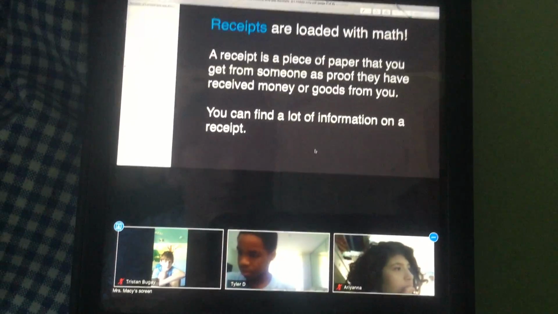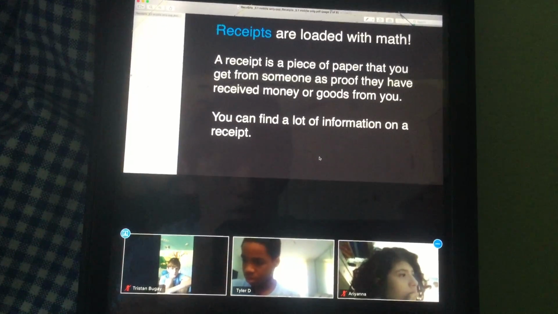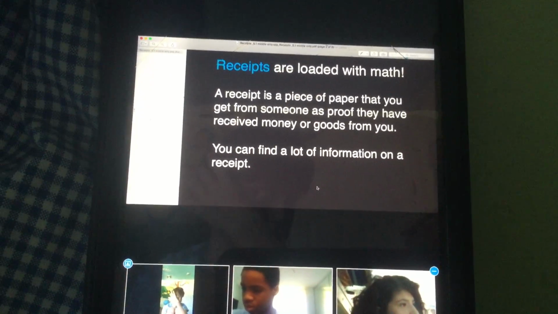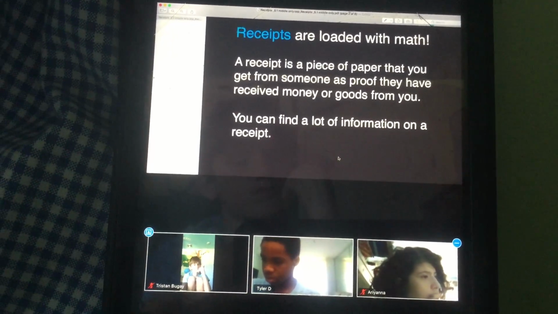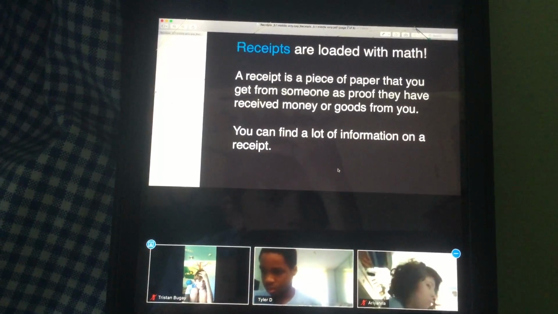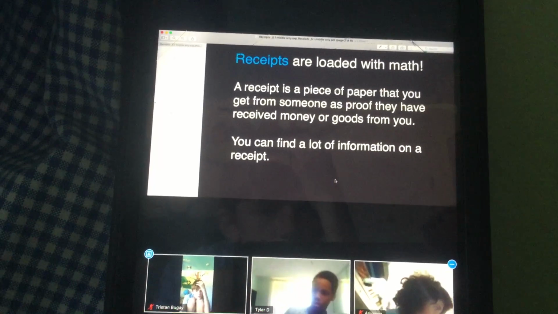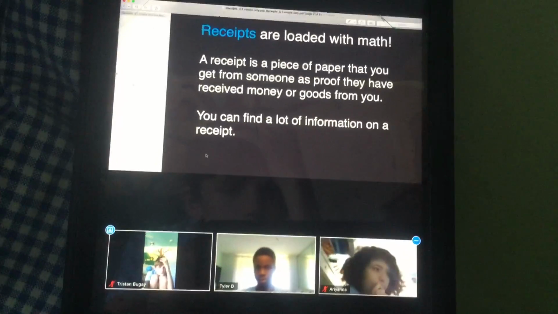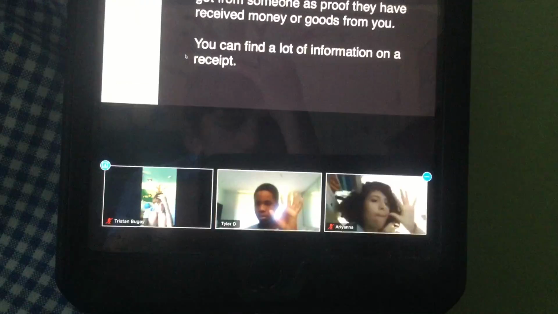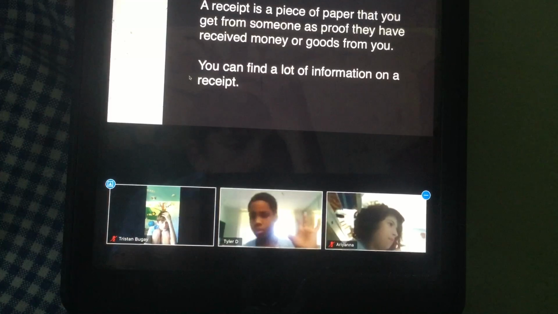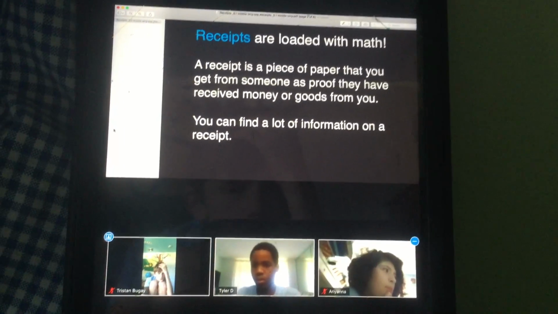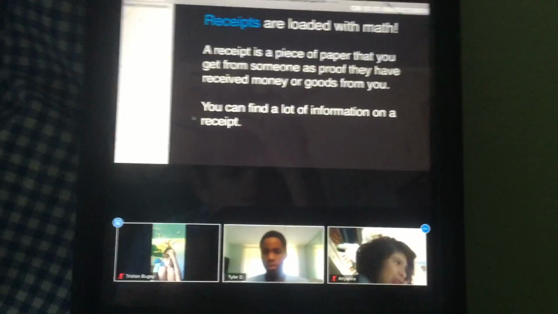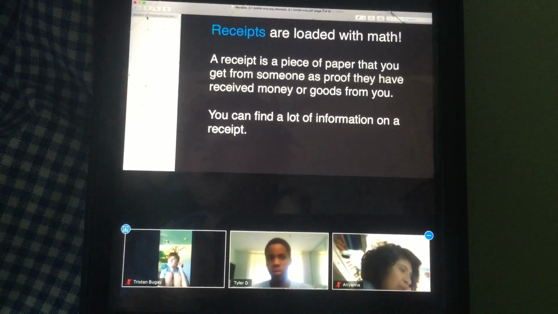Okay. The next slide, we're going to be talking about receipts today because receipts are loaded with math. Now, a receipt is a piece of paper that you get from someone as proof they have received money or goods from you. You can find a lot of information on a receipt. How many of you are familiar with a receipt? Give me an example of when you might get a receipt. Anybody? Oh, Zachary.